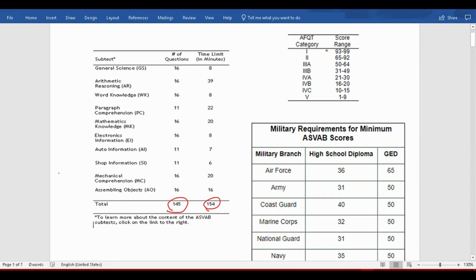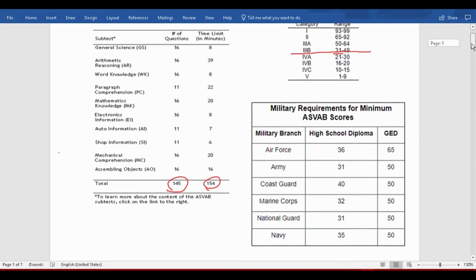As you can see, the score is broken down in two different ways. Scores are broken down more specifically into ranges as well as categories. So for example, if you score a 31 in terms of your AFQT score, that means you've scored better than 31% of all test takers, and that also places you in corresponding category 3B. As a rule of thumb, you do want to score somewhere between category 3B and category 1. That is, you want to score somewhere between 31 and 99.